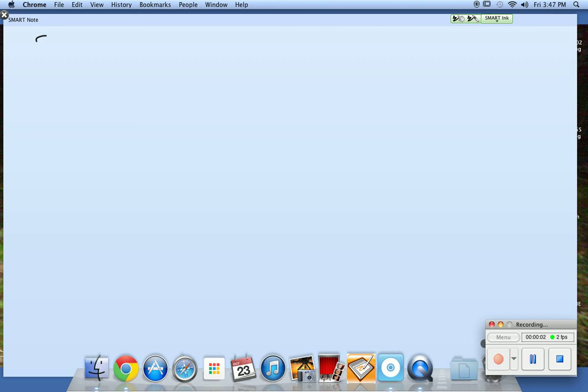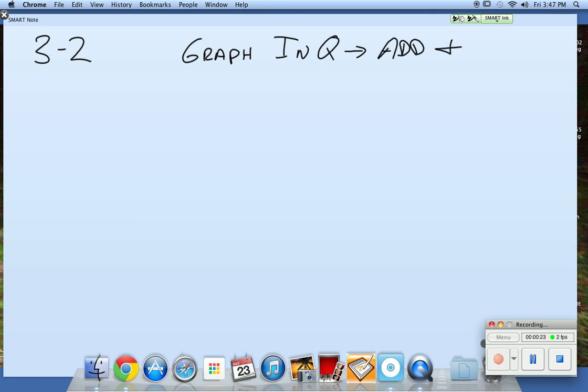Chapter 3, Section 2. We're going to graph inequalities again, but this time we're going to add adding and subtracting into what we're doing. Just like we did before, let's say we had x minus 4 equals 0.